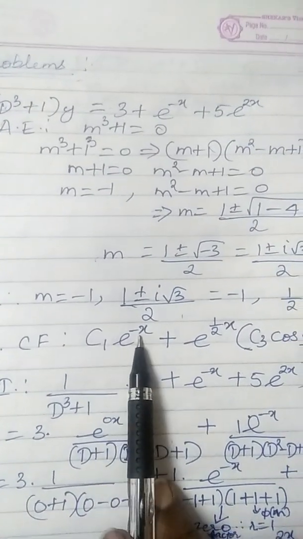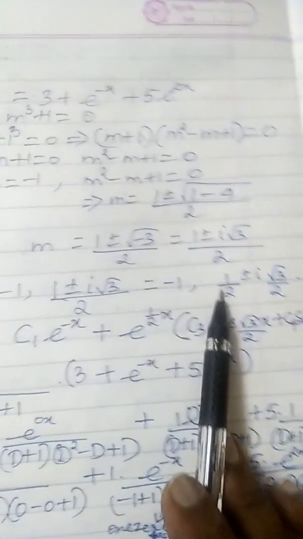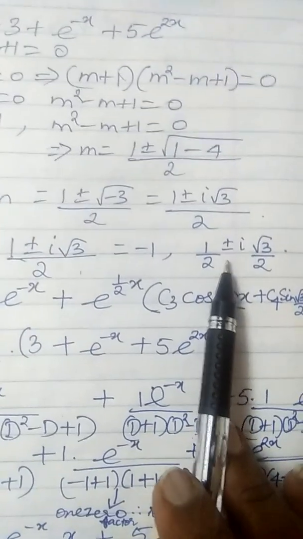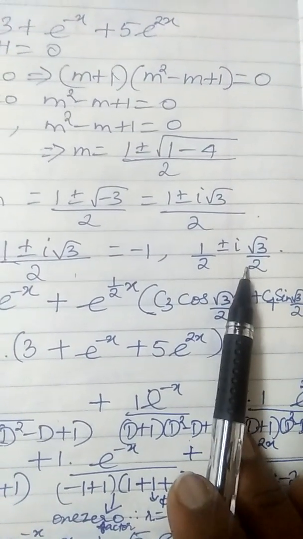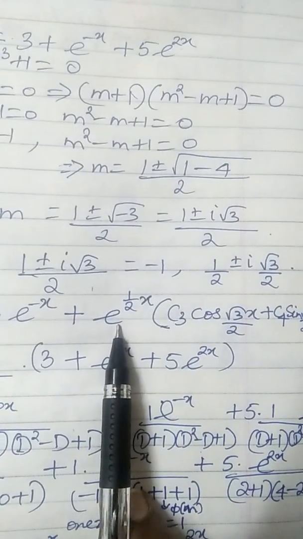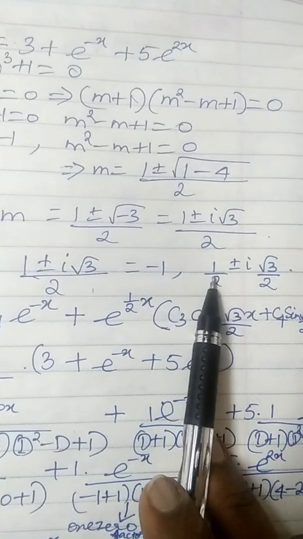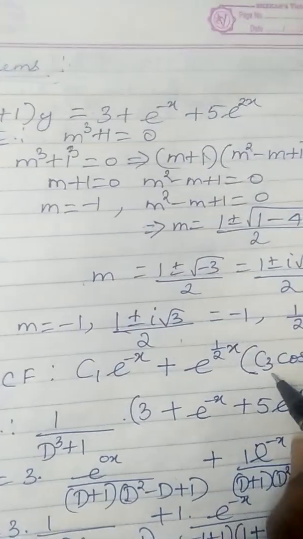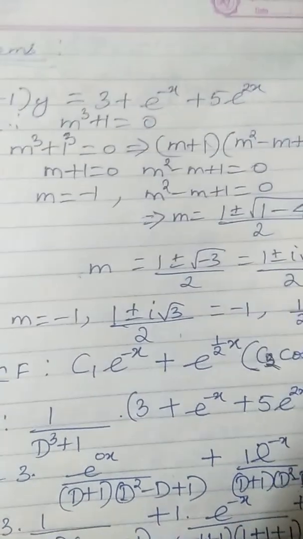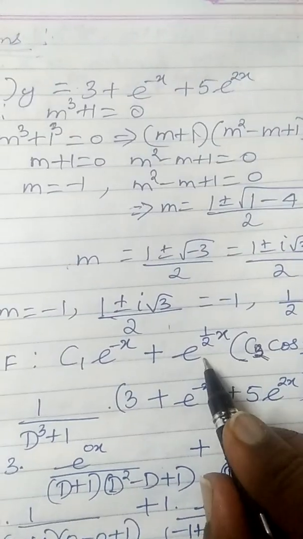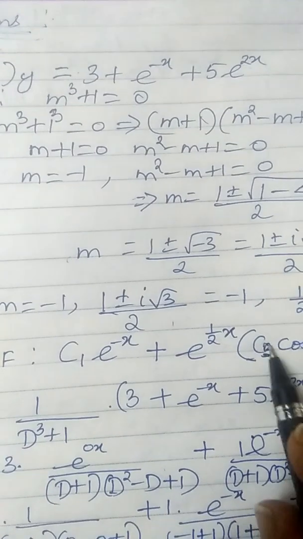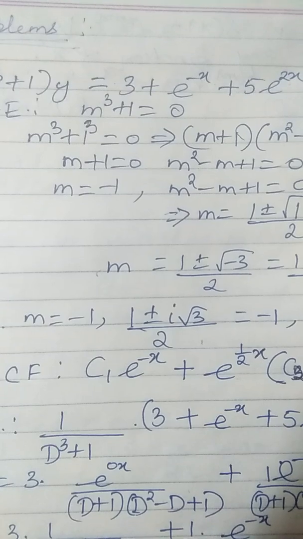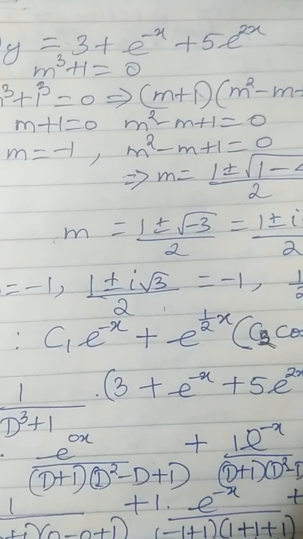Hence, we will get c1 e power minus x. Plus, half plus or minus i root 3 by 2 are roots imaginary and distinct. Therefore, we will use case 3 of CF. That gives us e power alpha x. In place of alpha, we have half. So we are continuing with the constants. So it becomes c1 e power minus x plus e power half x (c2 cos root 3 by 2 x plus c3 sin root 3 by 2 x).